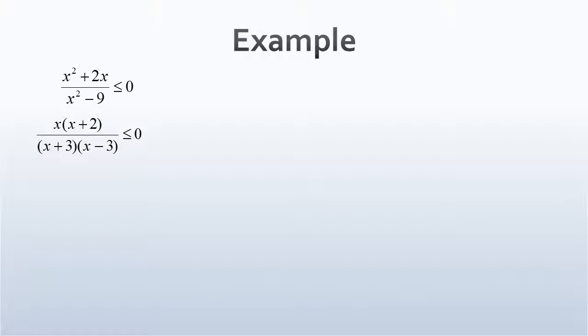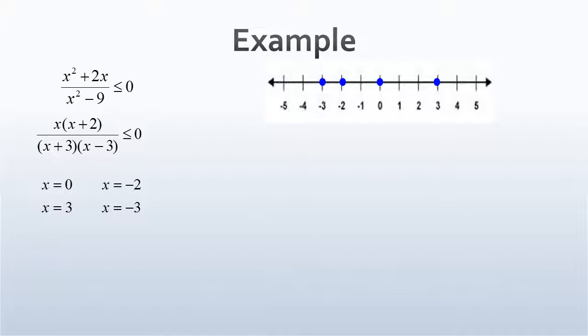So here we have the factored form, and we're going to set each of these factors. We have 4 factors: x, x plus 2, x plus 3, and x minus 3. And all of them get set equal to 0 and solved. So we have 0, negative 2, 3, and negative 3. And we do put all of those onto our number line. And we're going to have a little more testing to do, and we're going to have to use a fraction in there for the between negative 3 and negative 2.